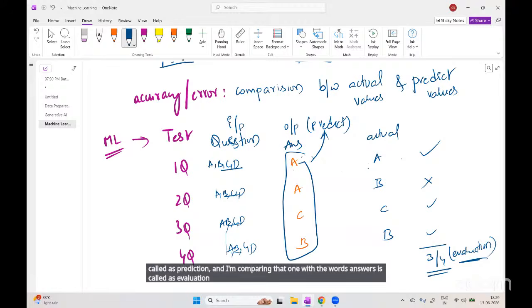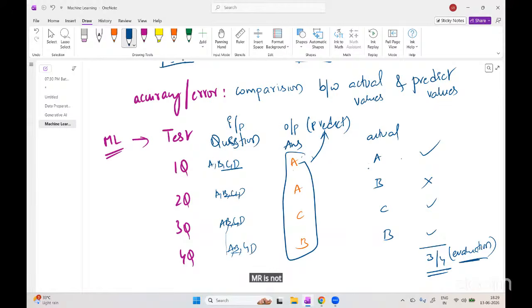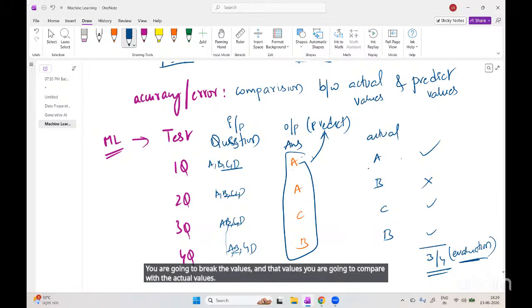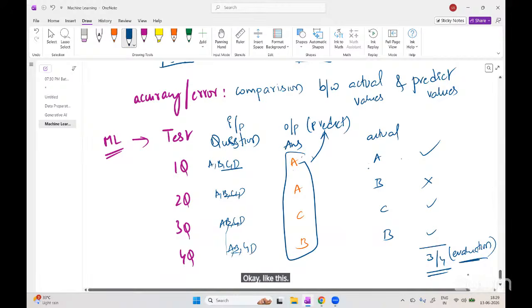Even in ML also, the same thing will be done. ML is not special. In ML also, you are going to predict the values, and those values we are going to compare with the actual values. Like this, it is going to work. Is the point clear, guys? Everyone, till now?